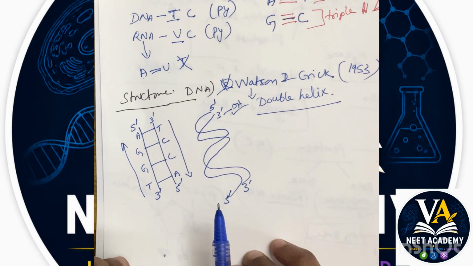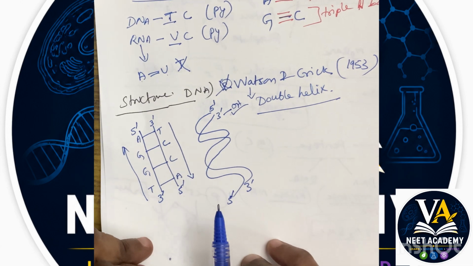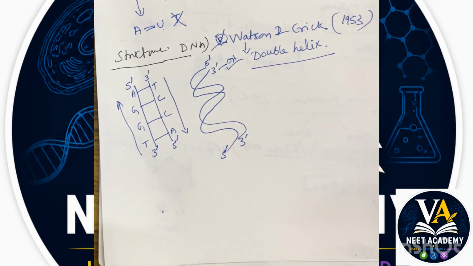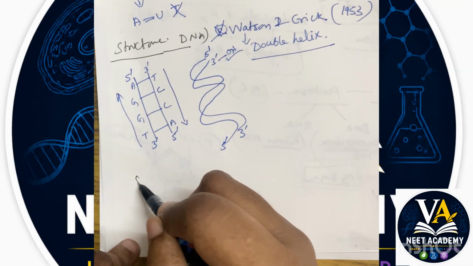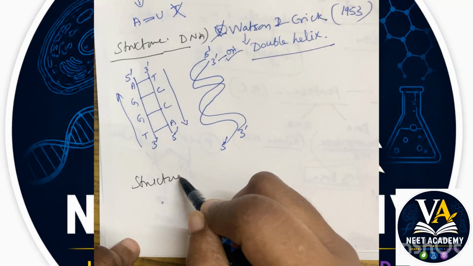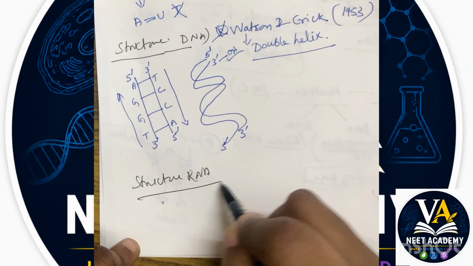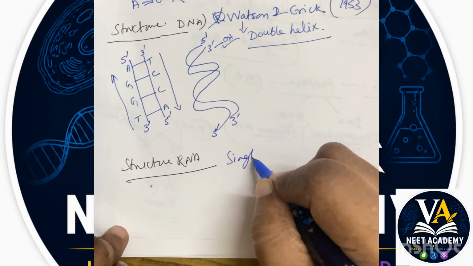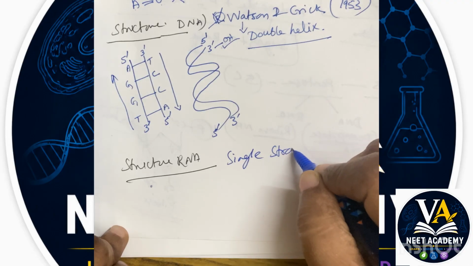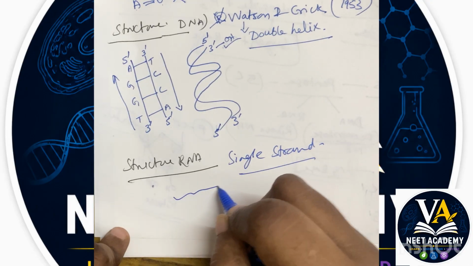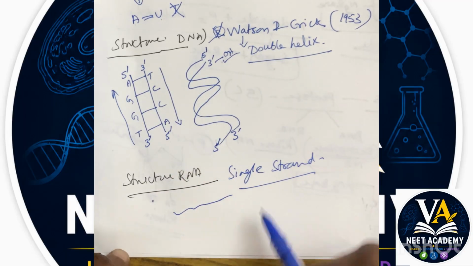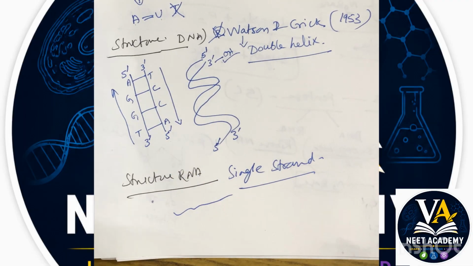So that is about the structure of a DNA. Clear? Okay, so now about the structure of a RNA. The structure of a RNA is not as complicated as this, because it is a single stranded structure. It has only a single strand, so it is just like this. DNA is a double stranded structure and hence it has a double helical formation, whereas RNA is a single stranded structure.